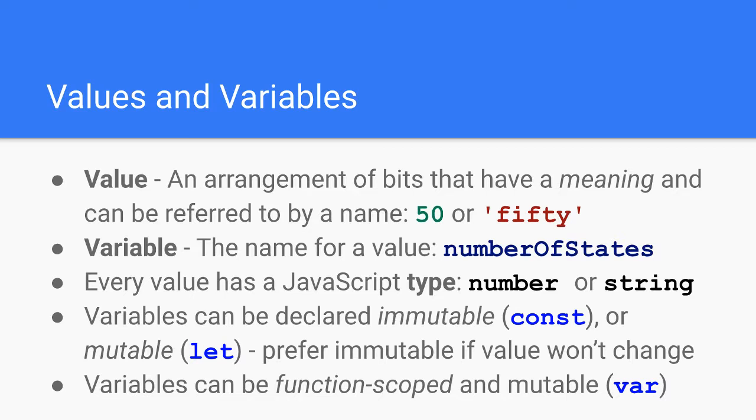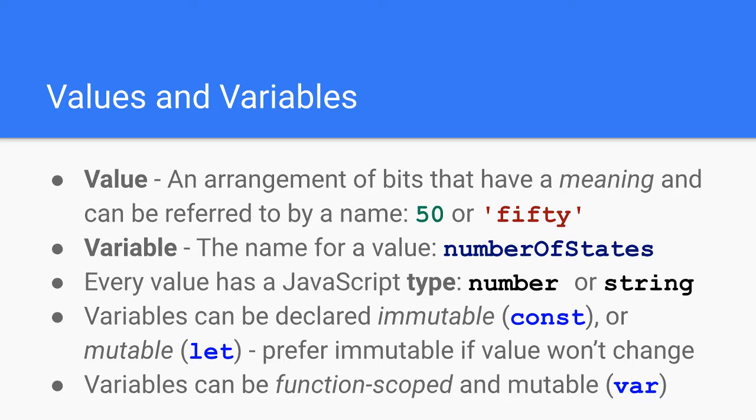Variables can be declared to be immutable by using this const keyword that we used, or you can declare them to be mutable, which is done with this let keyword. You want to prefer immutable if you're not sure, or especially if you know that the value is not going to change. And variables can be declared function scoped and mutable at the same time with the old style var. So if you use var, then that variable will exist outside of the for loop, like we were showing. It'll exist everywhere inside the function that contains it.